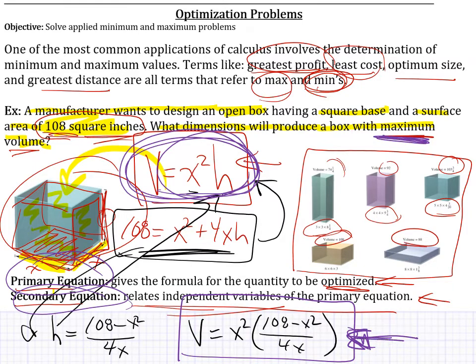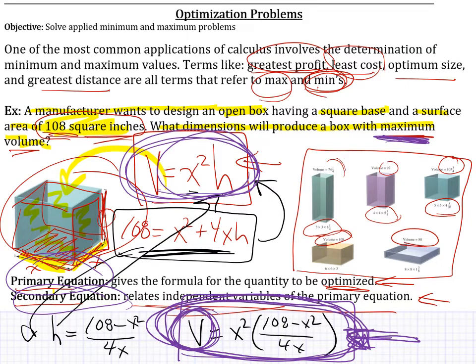So the next steps would be to look at this and say, here's a function. Can I find the maximum of this function? And then that'll help me find the dimensions that maximize the volume. I want the volume to be the biggest. So which x can I plug into here that would give me a maximum volume? We're going to find the derivative, we're going to find the critical numbers, we're going to test those critical numbers, and we'll go from there.